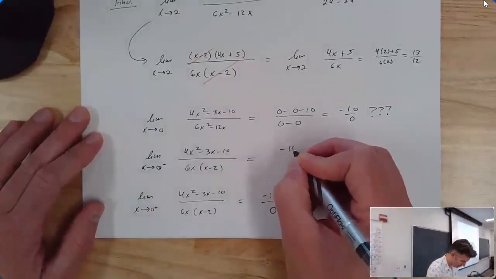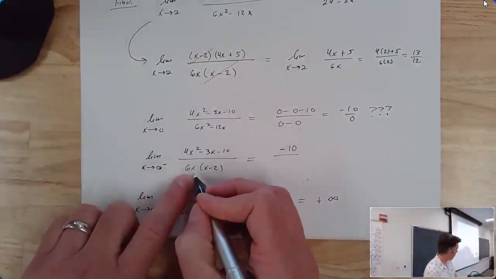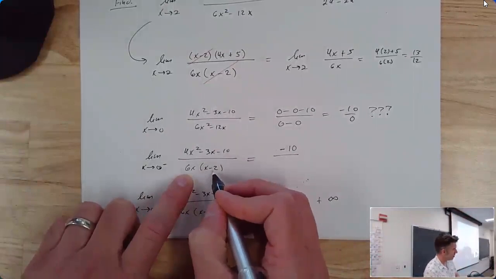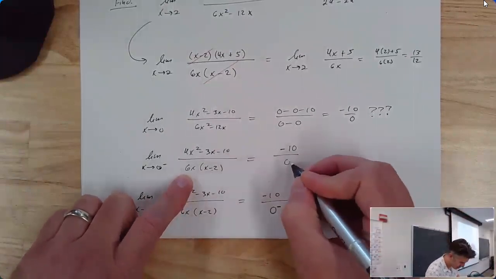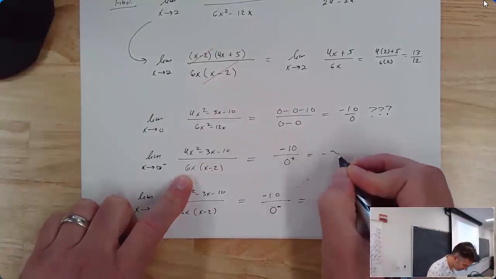On the other side of things, if I plug in a slightly negative number, the top is still -10, essentially. And the bottom is a slightly negative number times another negative number, which is going to be a slightly positive number. So this one ends up being a negative infinity.